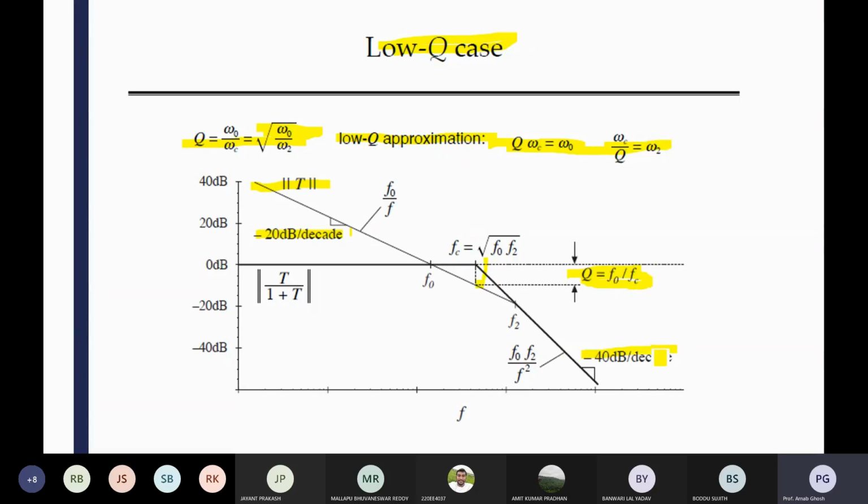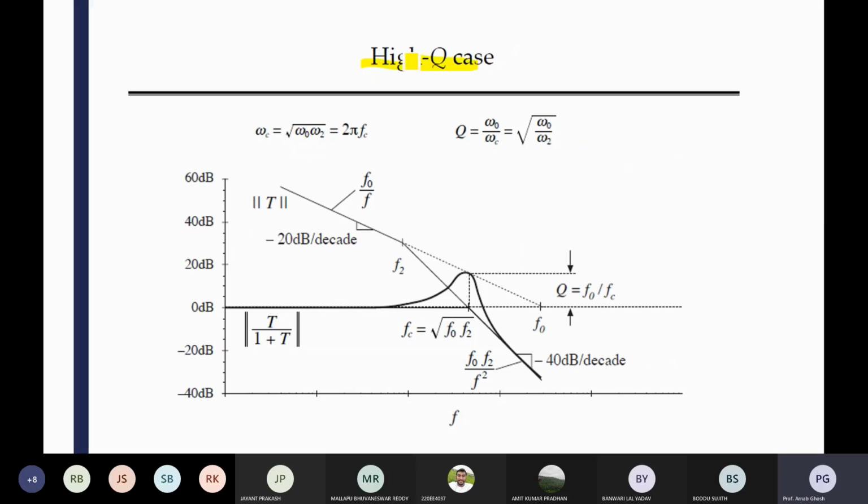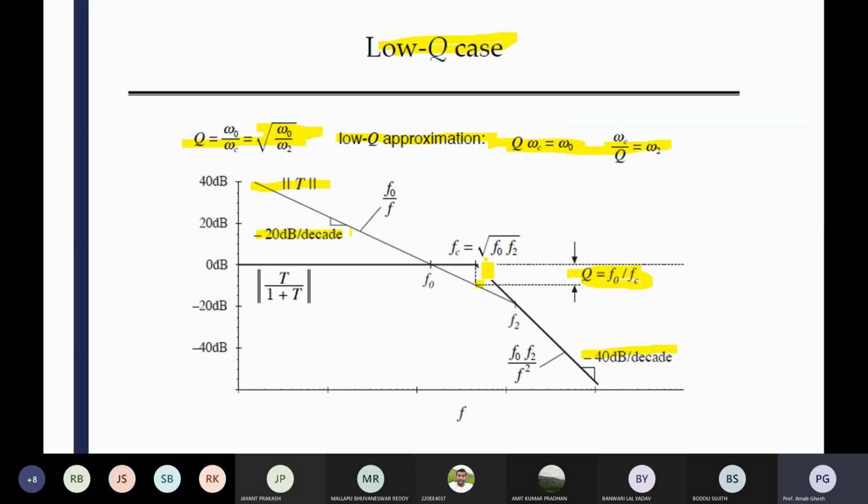Then the high Q value. In the high Q case, you can see one peaky type nature is there. For the low Q value there is no peaky type nature, it is directly coming like that. Your Fc, your F0 is there, then F2, F1, F0, F2, all are directly coming.